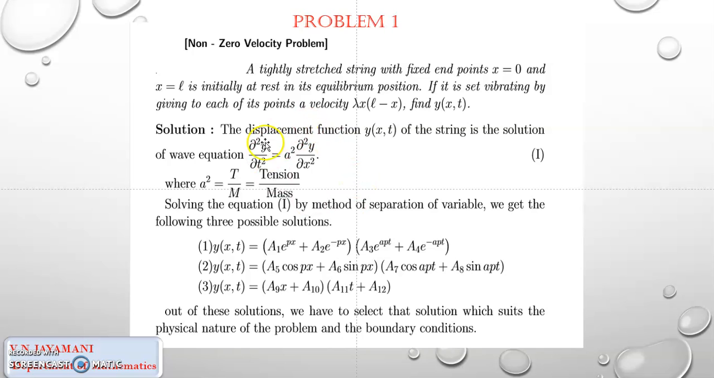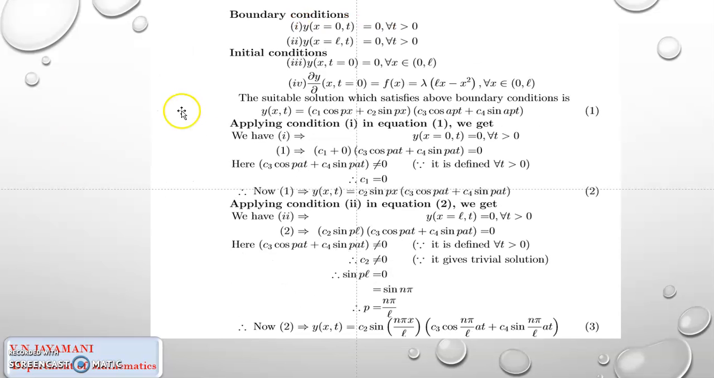So we know the one-dimensional wave equation. From this we know the three possible solutions. Out of these three possible solutions, we consider the second one as the most general solution. Now we are going to frame the boundary conditions. y of 0 comma t is equal to 0, and y of L comma t is equal to 0.